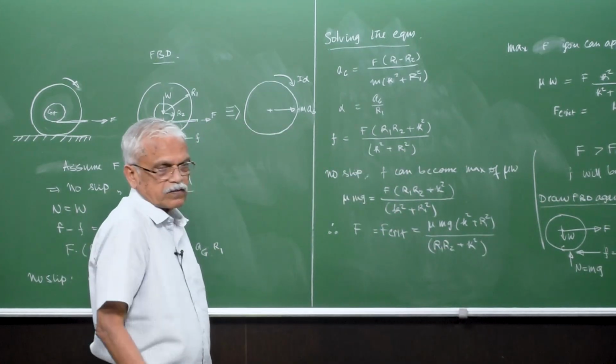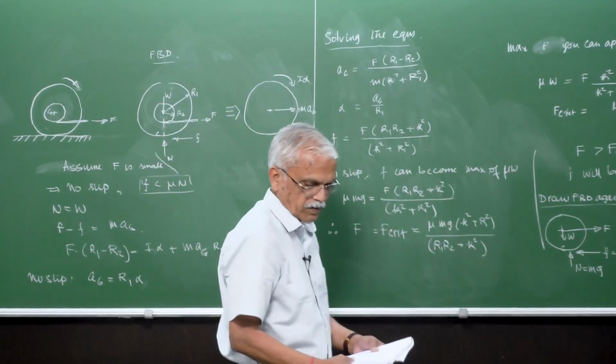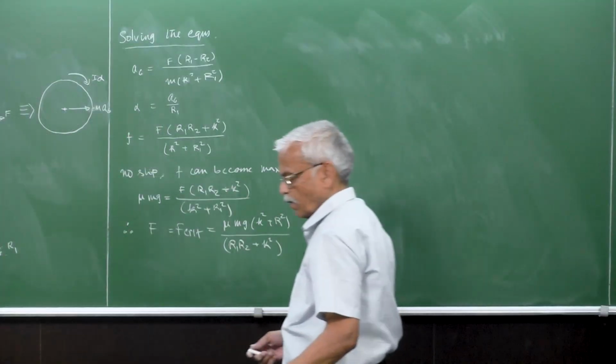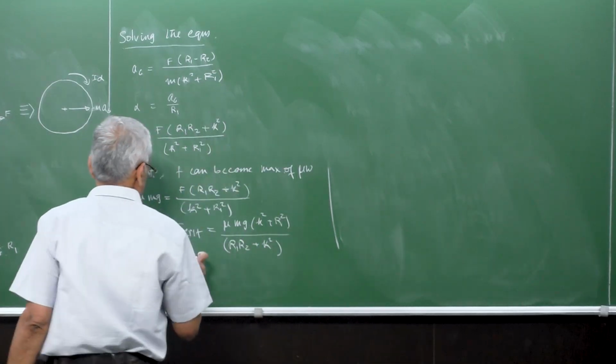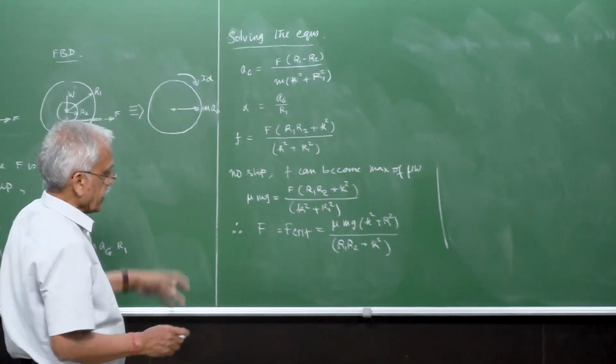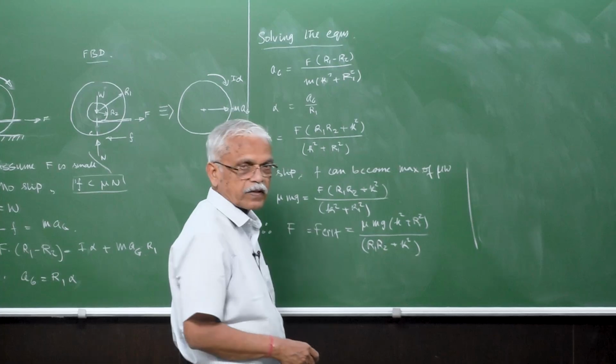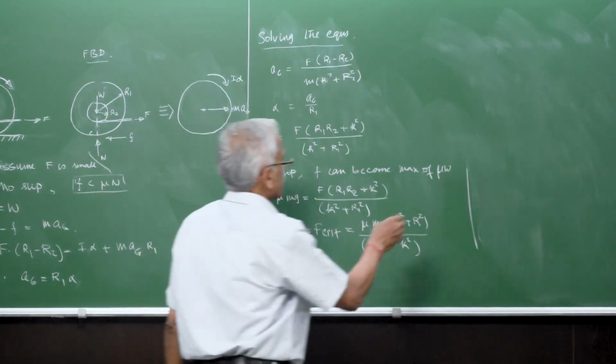So these equations seem to be quite similar, but again now we are getting R1 and R2. Okay, so this is the maximum F you can apply so that there is no slip, and beyond that obviously there will be a slip.